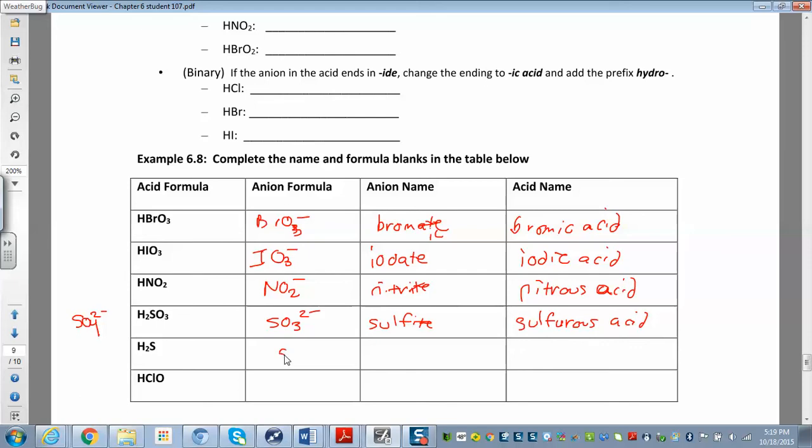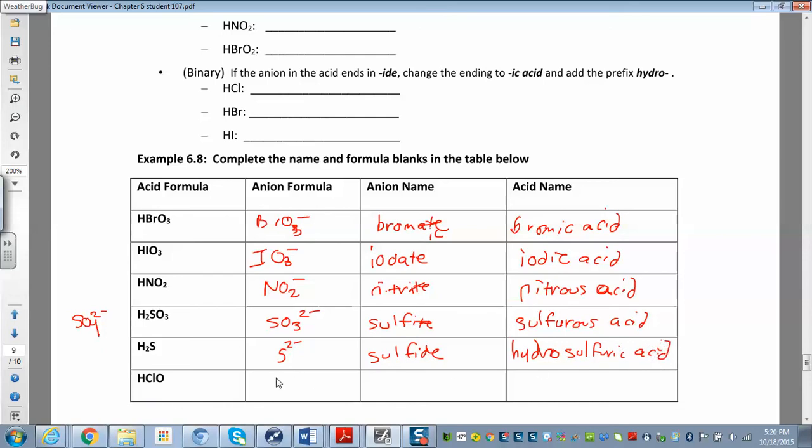This one is S2 minus. So this is the sulfide ion. Sulfide. This is not an oxyanion. This is just a binary acid here. It's not an oxyacid. So if it ends in -ide, then it becomes -ic acid, but I have to add a prefix. So this is going to be hydro and then sulfuric acid. Sulfur gets an extra little ur there.